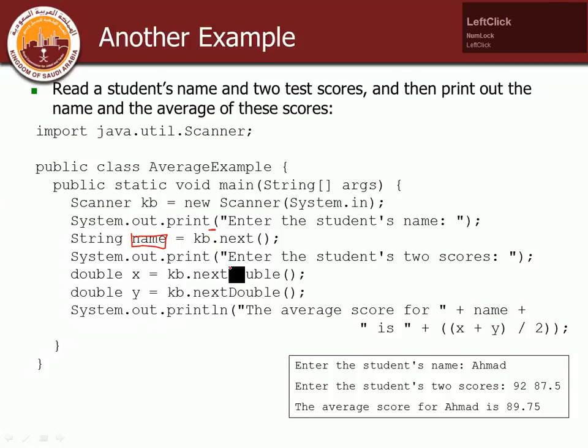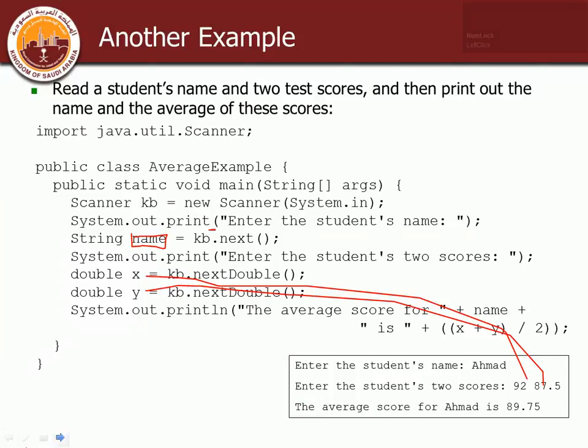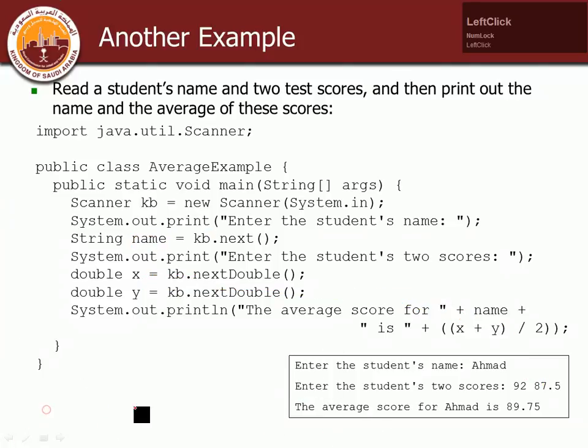And then we're going to see enter the student's 2 scores. So you type, for example, 92 space 87.5. Press enter. The 92 is going to go into X and 87.5 into Y. And then the average is going to be calculated and displayed. So the average score for Ahmed is coming from here, space is, and then this is coming from this calculation.